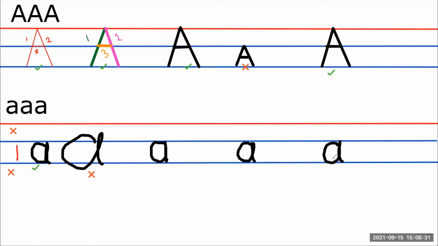Also, we learned that A is a letter that sounds like a, a, a. An example of that, apples, apple, ant.